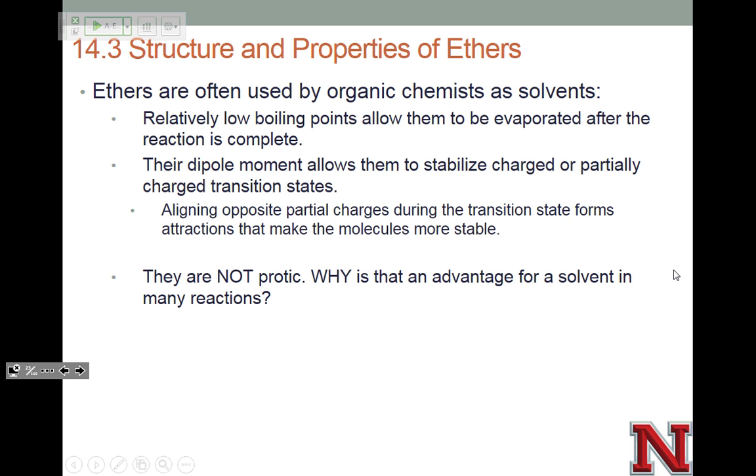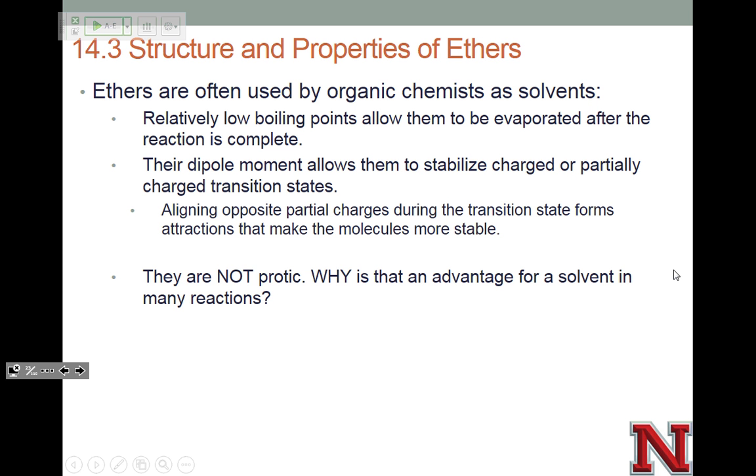Also, the other nice thing is that our ethers are not protic. So that's a really big advantage. We do not have a partial positive hydrogen, so we do not have any acidity. And that's important for some reactions we've been using. What would be a great reaction to use ether as a solvent that we've been talking about?